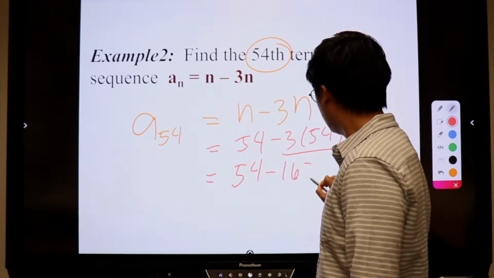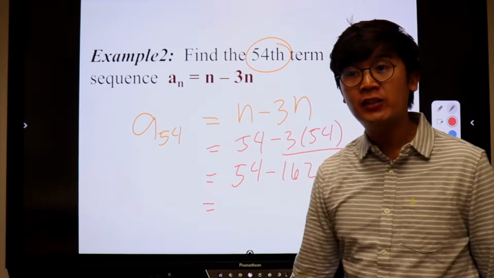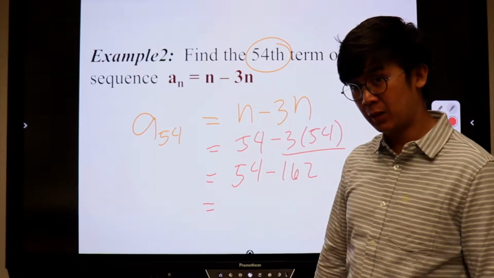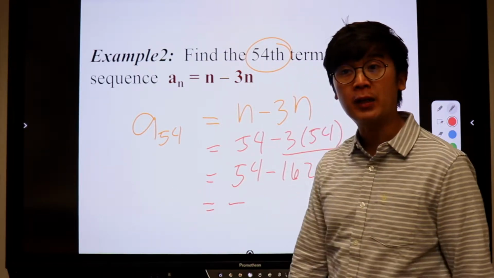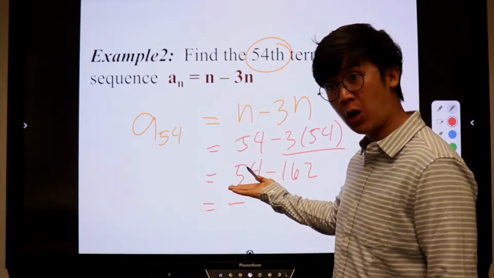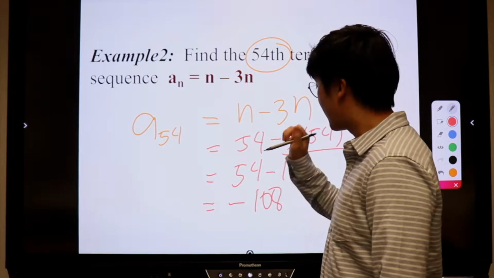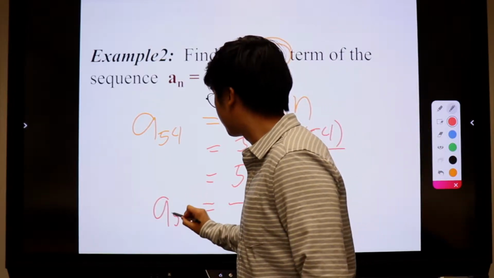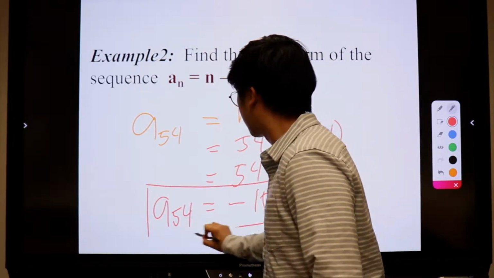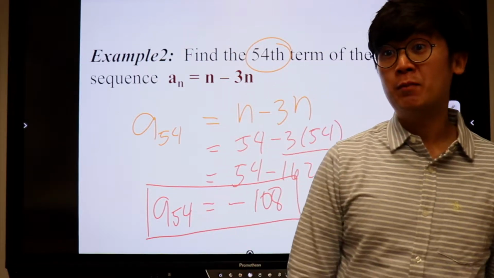162. So is our answer going to be a positive number or a negative number? Negative. Of course, it's a negative number because we are subtracting a bigger number from a smaller number. And what is that number? It's 108. Negative 108. And that is the 54th term of the sequence.